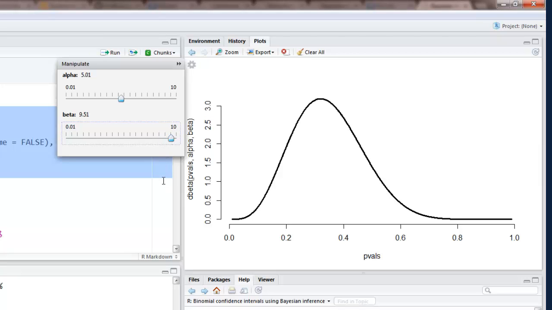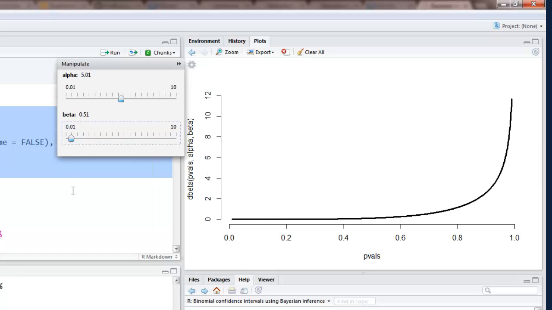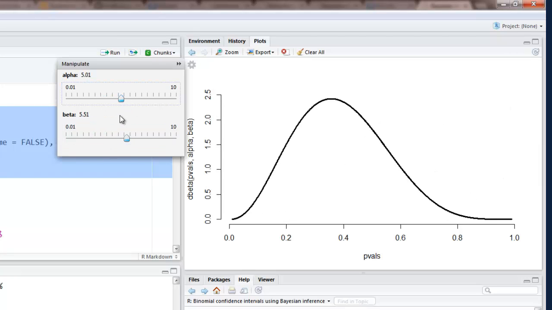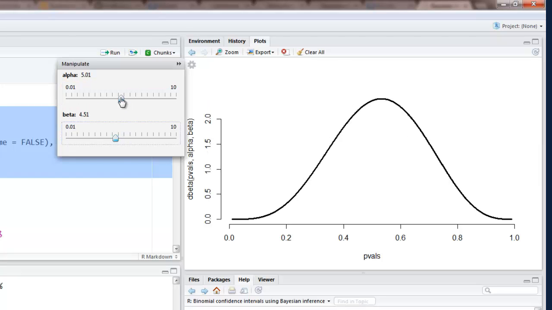So you see, you can get an awful lot of shapes, right? That's a very different shape than that one with the beta density. So play around with your alpha and your beta parameters and see all the different shapes that you can get. So it's a very flexible prior, right?